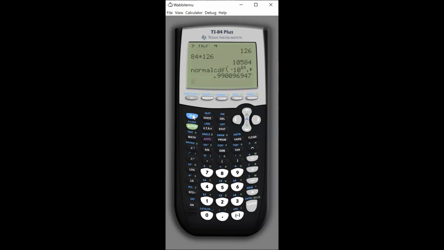So first thing we're going to do, we're going to hit the second button. The way I know is that on second, if you look at it, it has an arrow pointing up. So go VARS, go to normalcdf. The lower bound should be negative 1.3. The upper bound should be 10 to the 10 power. Mu is 0, sigma is 1, and then you go to paste.